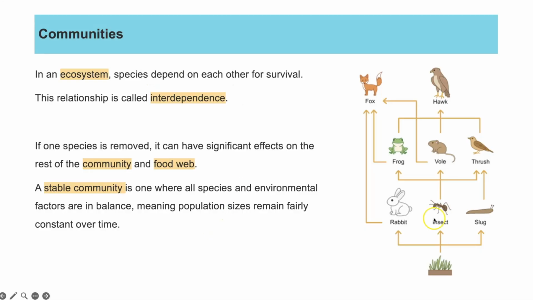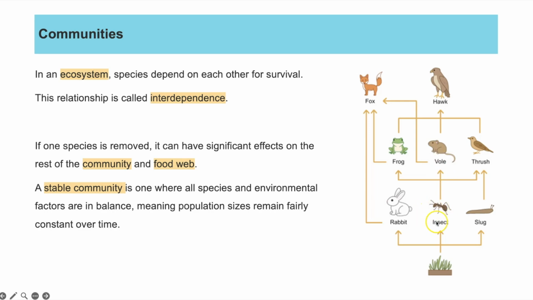So if we do link that to this concept of food webs, what we mean is if one of these species went extinct, it has a knock-on effect on them all. So let's say the vole went extinct. That would now mean the hawk population is going to decrease because they eat the voles. And the insects here are going to increase because the voles aren't there to eat them anymore.